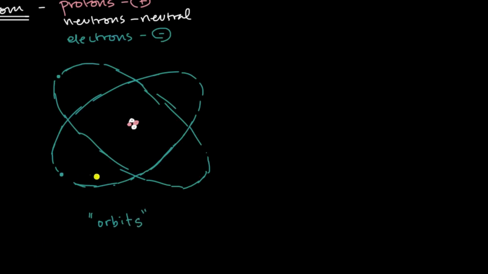Now, it turns out that this is not exactly the case. Electrons are not in these well-defined circular or elliptical orbits. In fact, at any given point in time, it's not necessarily exactly right there. It could be there, but there's some probability it's here. There's some probability it's there. Some probability it's over there. And so to describe where electrons are likely to be found, physicists and chemists introduced the idea of an orbital.